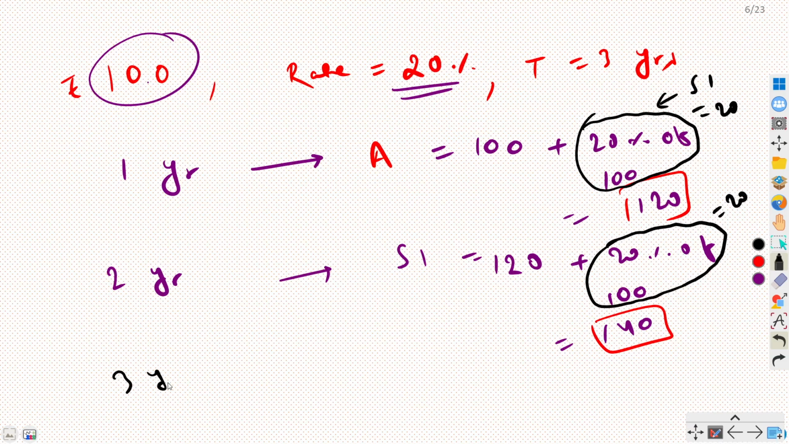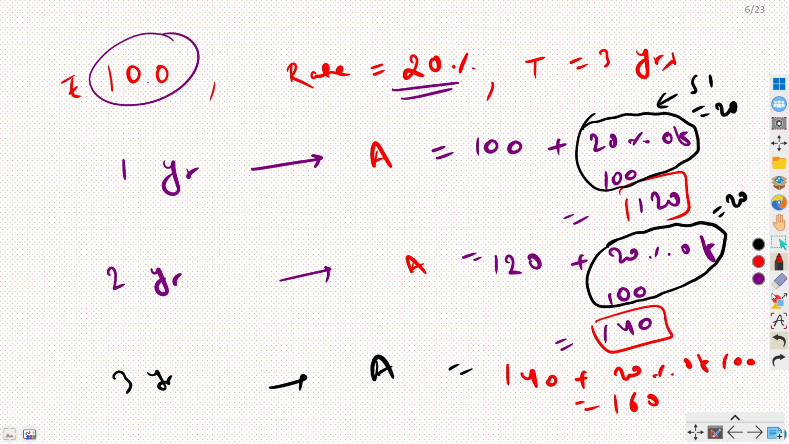Now after 3 years, what would happen? Again amount would be, this is the mistake that I'm doing. This is amount. So amount would be 140 plus again 20% of 100. So that would be 140 plus 20, 160, right? So in all three cases, we had charged an interest of 20 rupees. Okay. So same interest is always charged. So SI is always fixed. That is the thing here. SI is fixed.